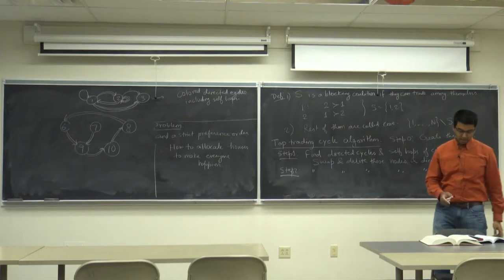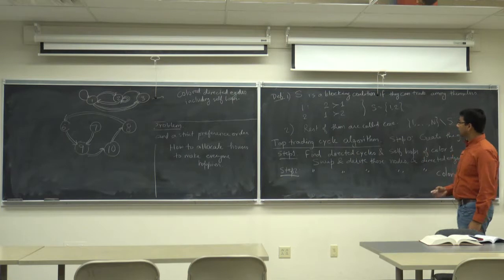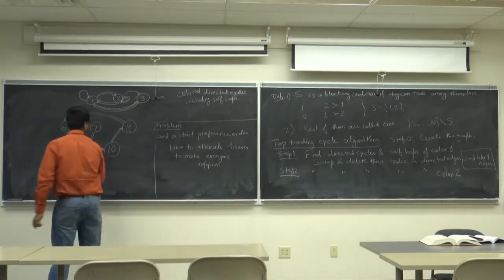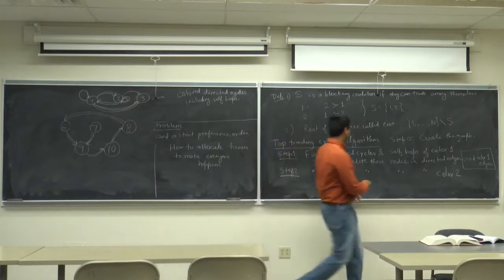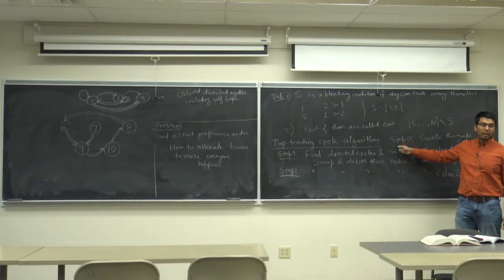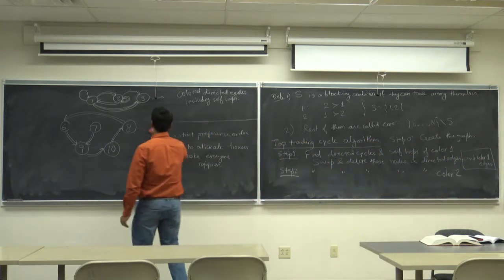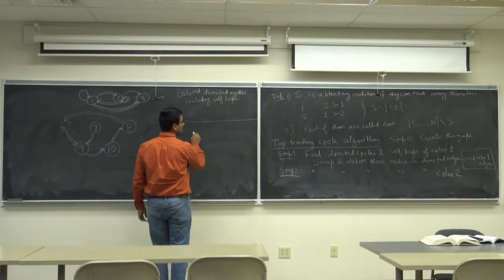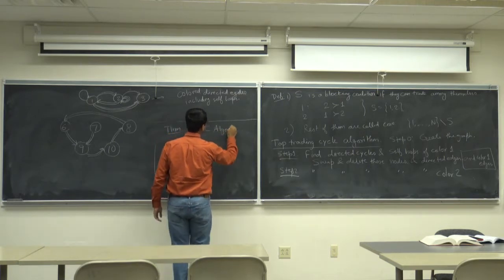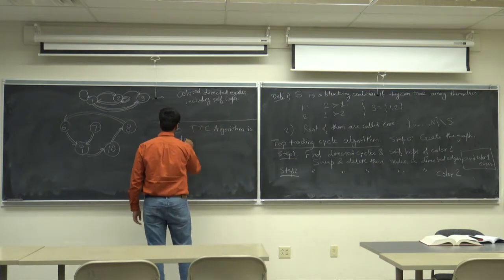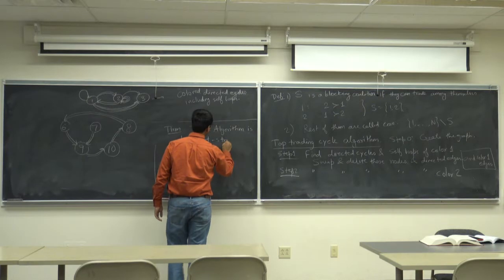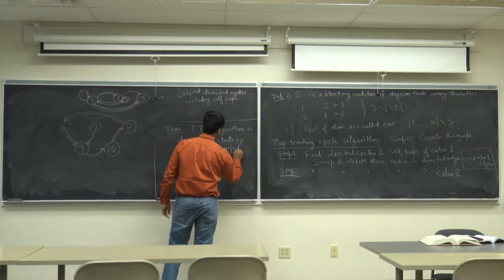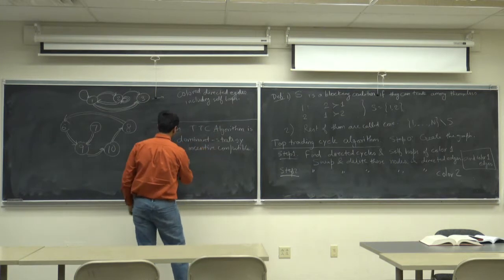Okay, and this has the property that it is dominant strategy incentive compatible. So if you say this is the algorithm that I'm going to use for reallocation, then the theorem is, TTC algorithm is dominant strategy incentive compatible. Some people also call it strategy proof.